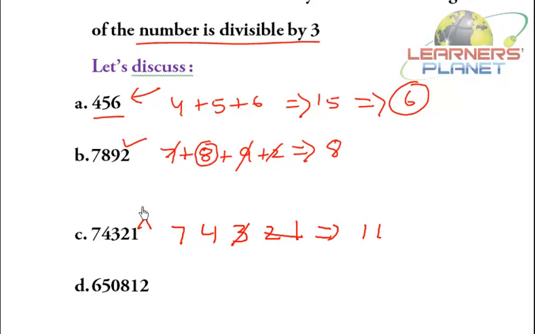In the next case, 650812. 6 is divisible by 3. 2 plus 1, that is 3, is divisible by 3. We are left with 8 plus 5, that is 13. So 13 is not divisible by 3. So 650812 will not be divisible by 3.